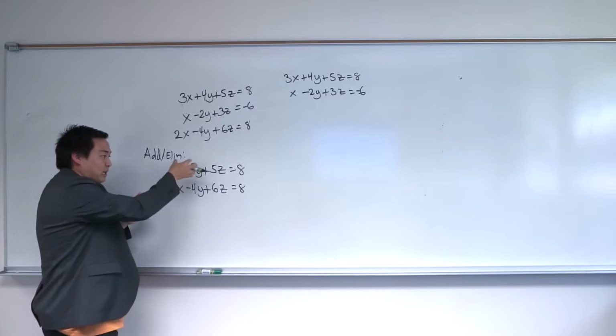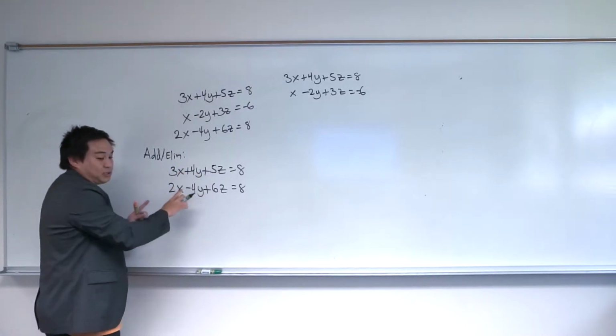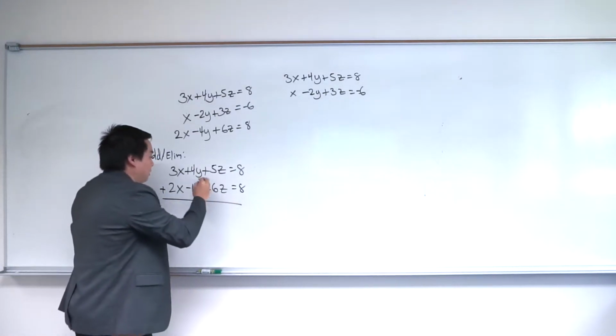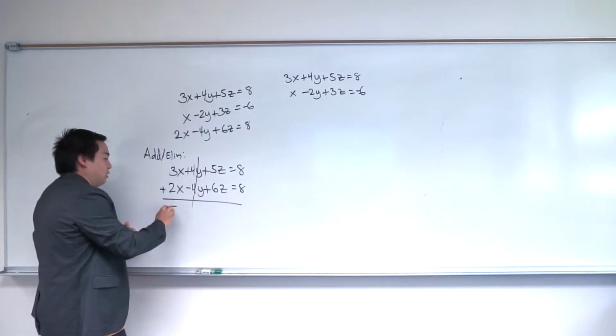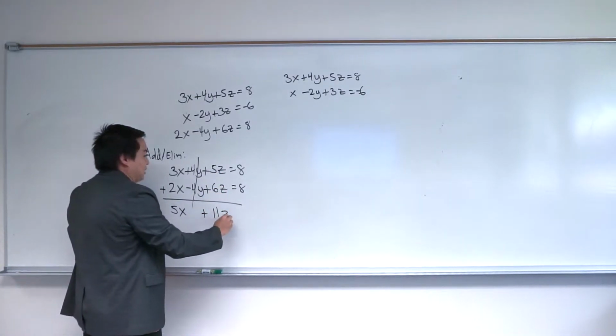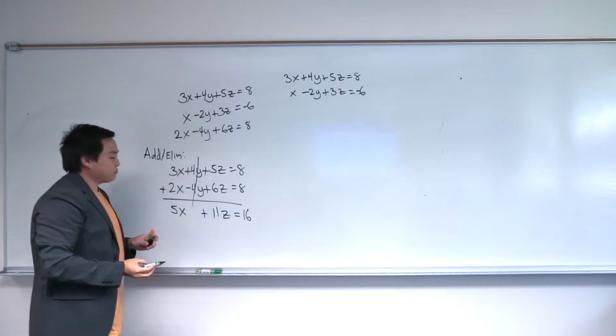Since it's already in the form that we want, where the constants are the same but different signs, we can go ahead and just add straight. These cancel. You're left with 5x. These two give you plus 11z, 16.